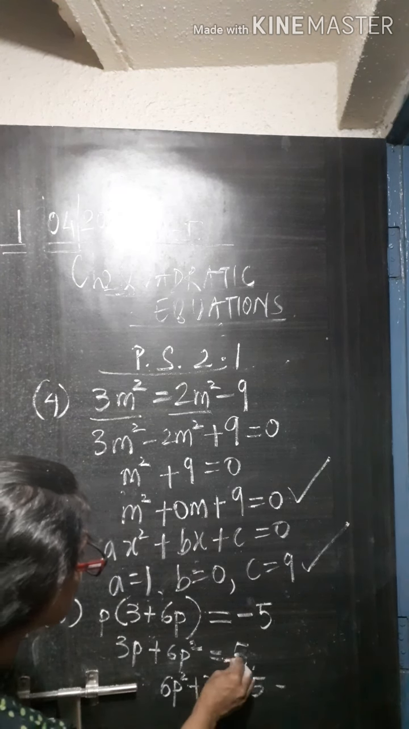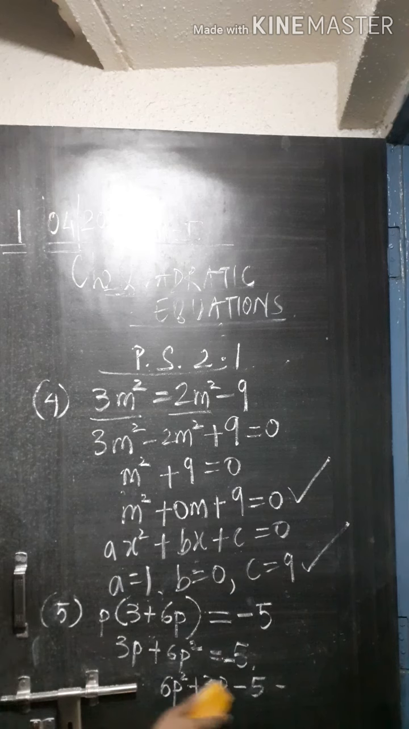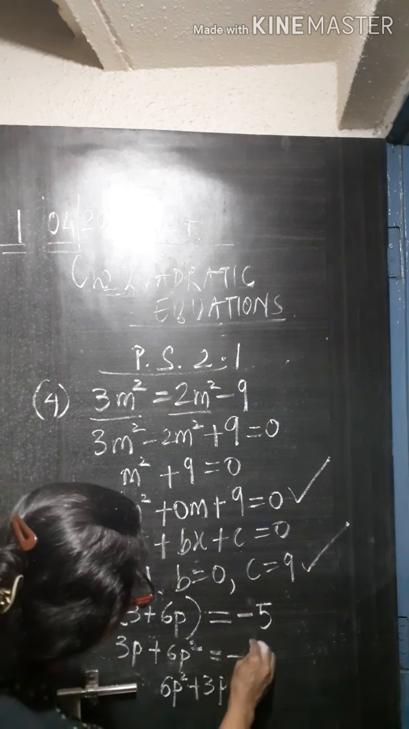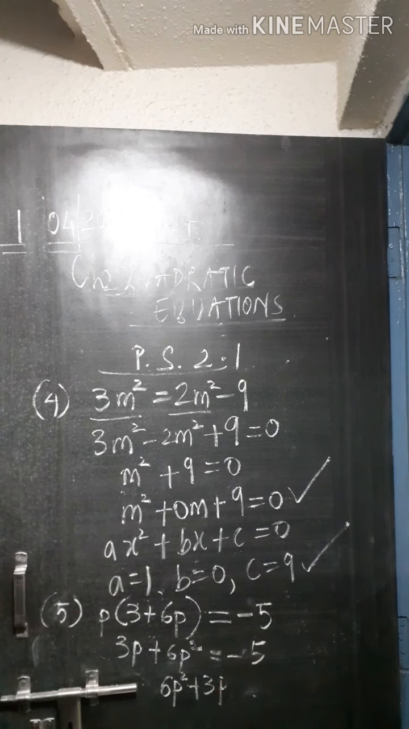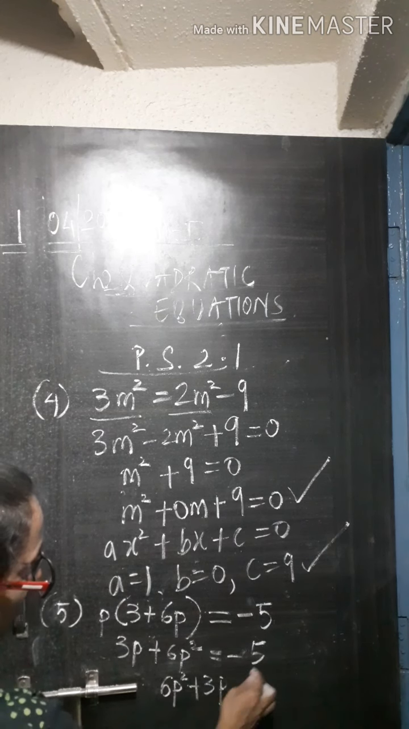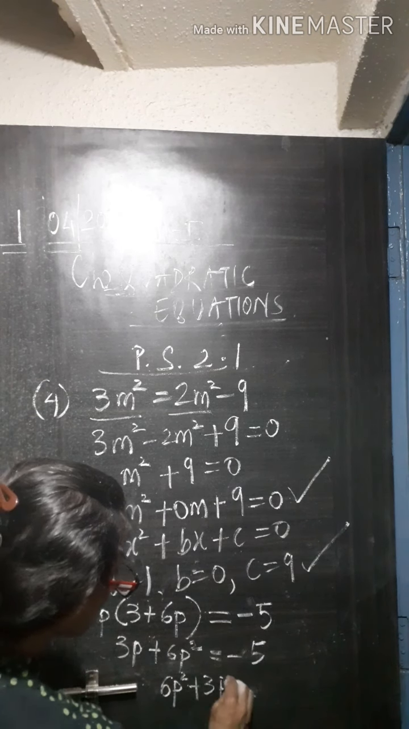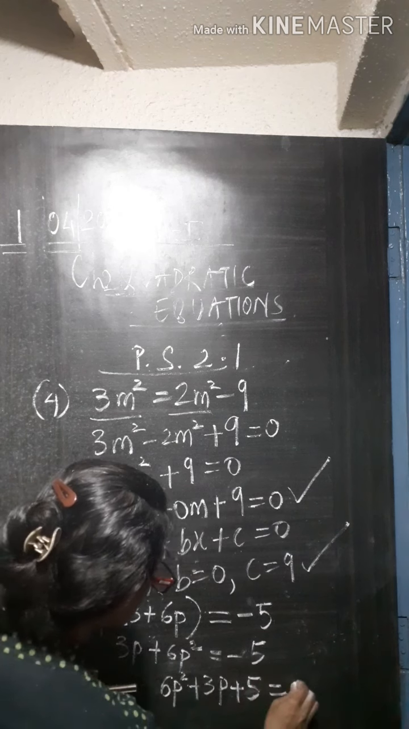Sorry, this is minus 5 actually here in the sum itself. So this should be minus 5 only. Correct. Very good. And that's going to be 6p² + 3p, rearranging into the standard form. Minus 5, taking this to the other side, becomes plus 5, equal to 0.